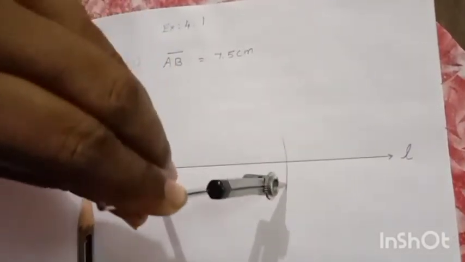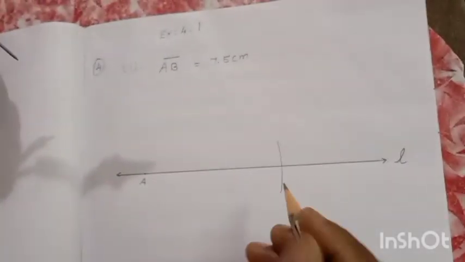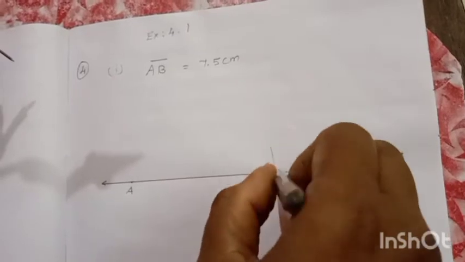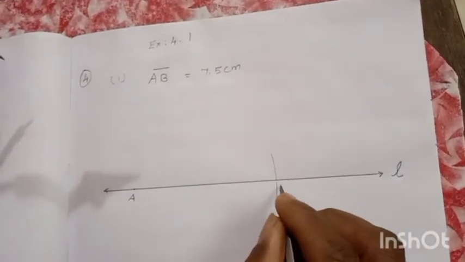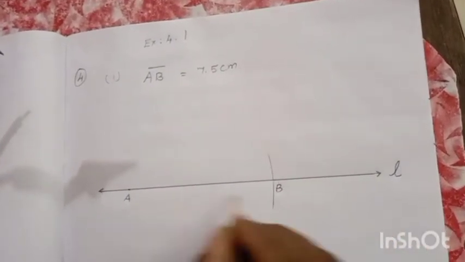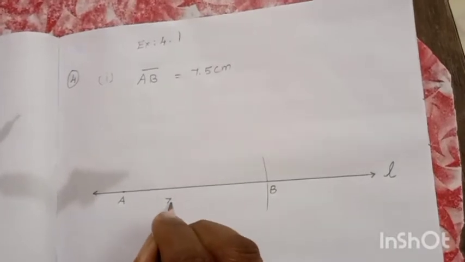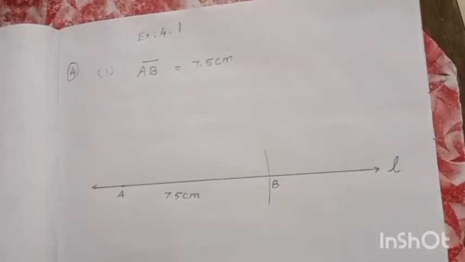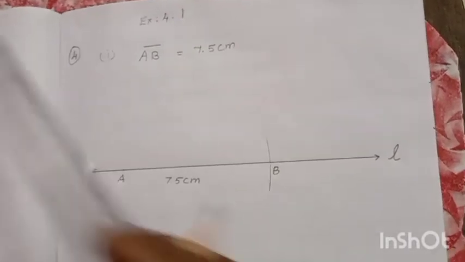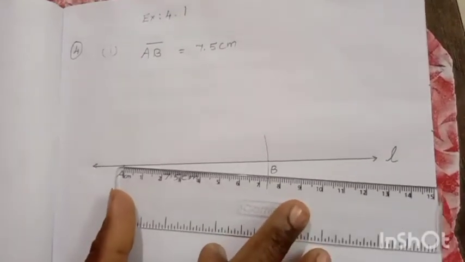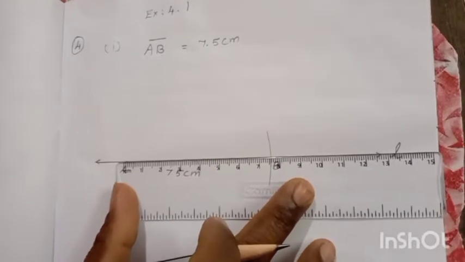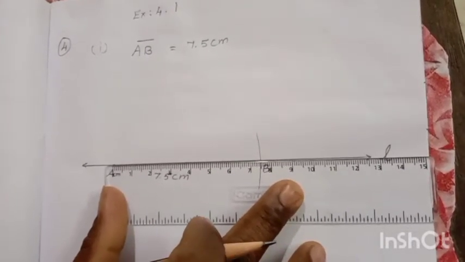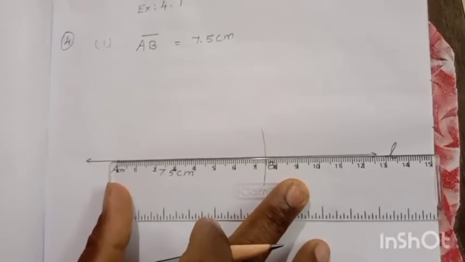Okay students, you have to denote this intersecting point. This is the intersecting point. Okay, this is B. So, this is the required line segment of 7.5 centimeter. After completing this, you have to measure with the scale. Yes, it is 7.5 centimeter.